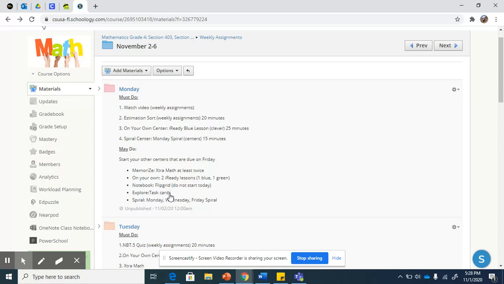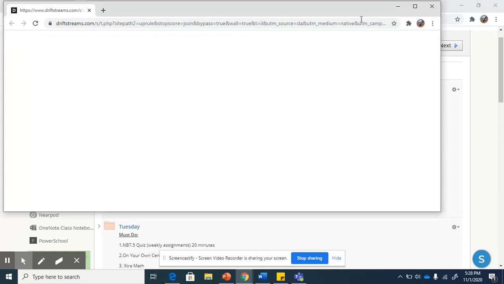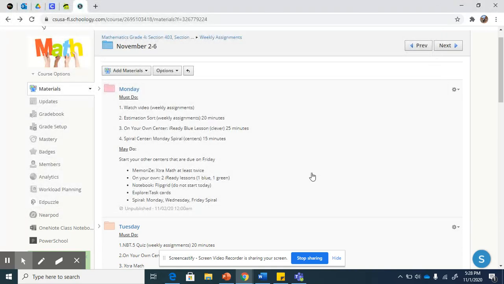Explore Center is task cards. So this week, next week is going to be our second unit assessment on next Tuesday. So I'm going to put task cards with all the different standards into the Explore Center. You are required to do at least 2 of those task card sets before the end of the week in order to help you practice for your test. And lastly, as always, we have our Monday, Wednesday, and Friday spiral.